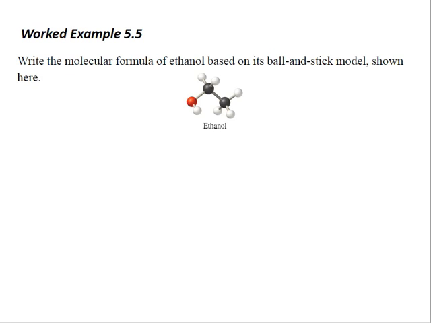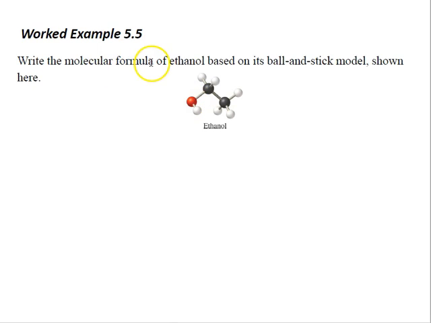All right, example 5.5, write the molecular formula of ethanol based on its ball and stick model shown here. You've probably worked with ball and stick models before as you've gone through reading the book. Usually the red spheres represent oxygen, the little white spheres represent hydrogen, and the black spheres represent carbon. So if you didn't know that, then make sure you write that down and remember the white ones are hydrogen, the black ones are carbon, and the red ones are oxygen.